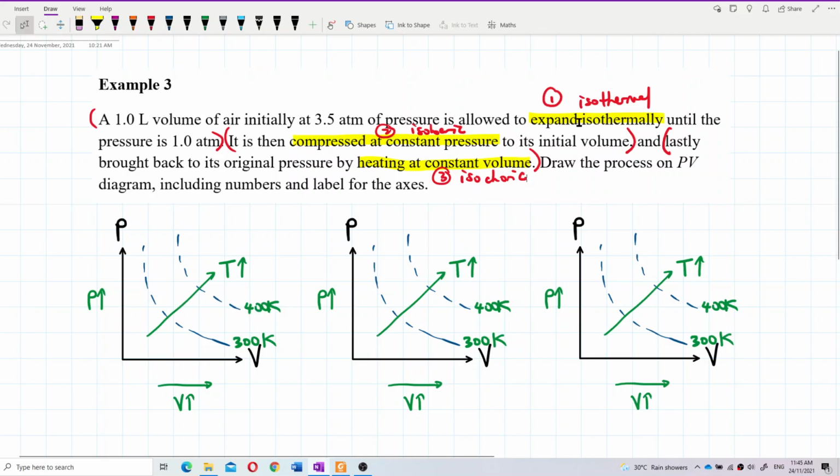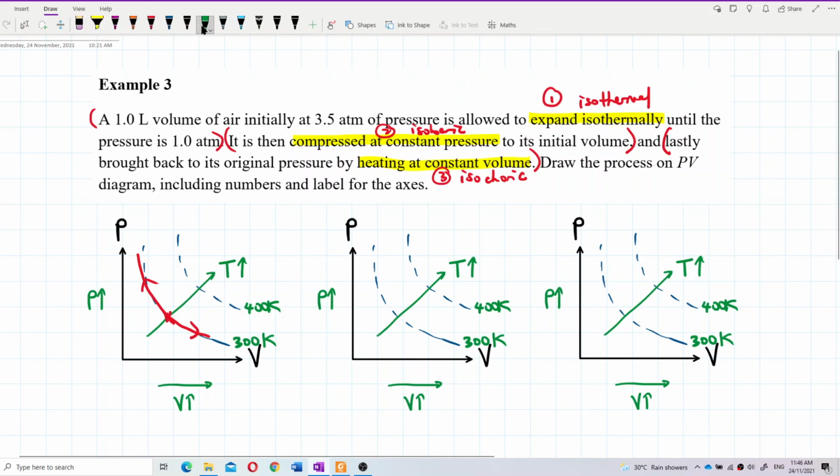Okay, so look at the first one. He says expand isothermally. Isothermal means constant temperature, that means we must move along this isothermal line. So let's say I start from here. Either I expand, going down, or going up, isn't it? Going down or going up. But which direction do you think he said? Expansion.